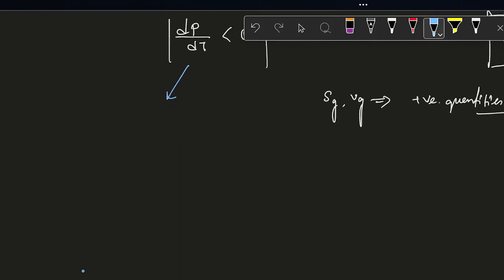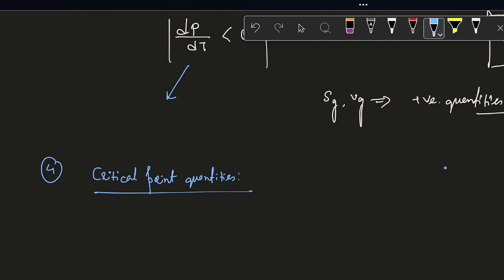So this is our question number 4, and we have to get all the critical point quantities. We have to solve for them.